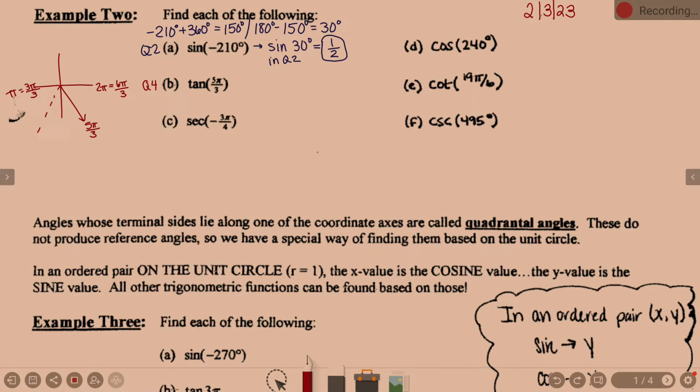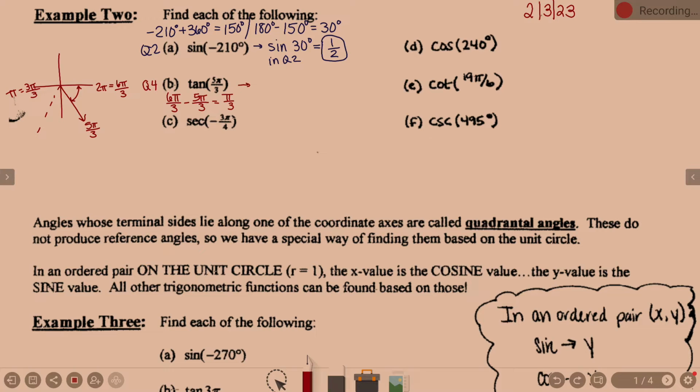What is the reference angle there? Don't tell me 60, tell me pi over 3. In other words, what's the distance between 2 pi and 5 pi over 3? How far is this from the x-axis? 6 pi over 3 minus 5 pi over 3 is going to be pi over 3.